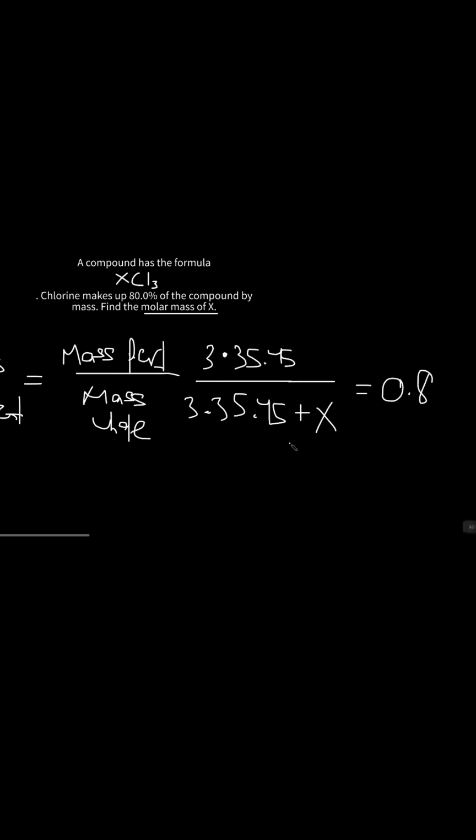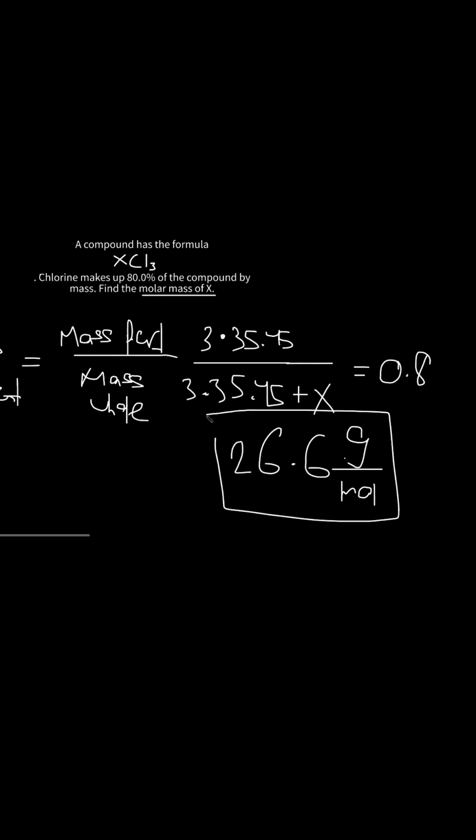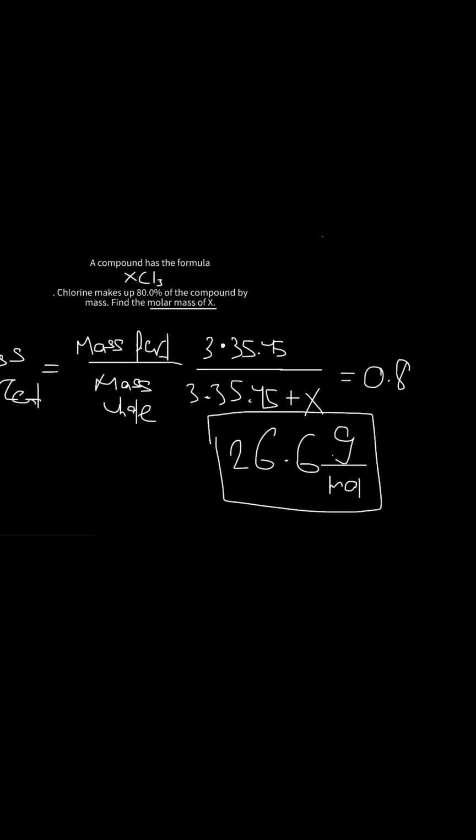So now this is just some simple algebra that we can do. It's going to be 26.6 grams per mole, okay? And that's going to be my answer. Now, if we wanted to identify the specific element, well then you could just look in your periodic table and you'll find out that this is roughly aluminum.